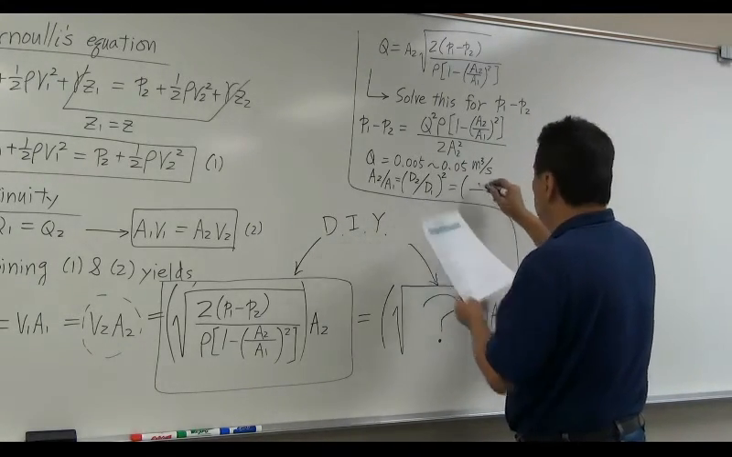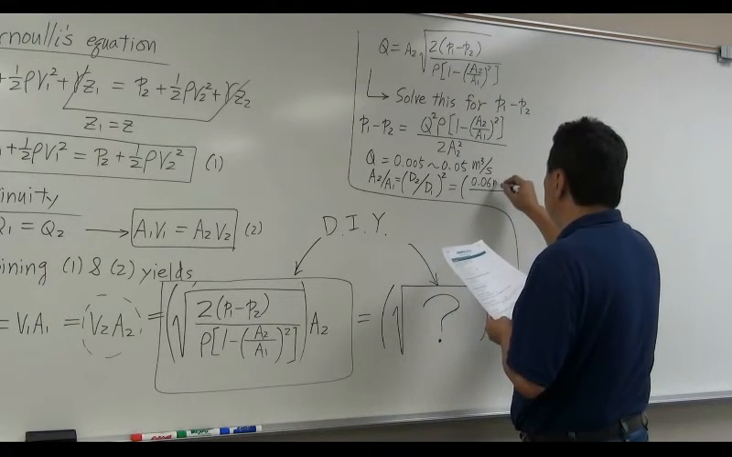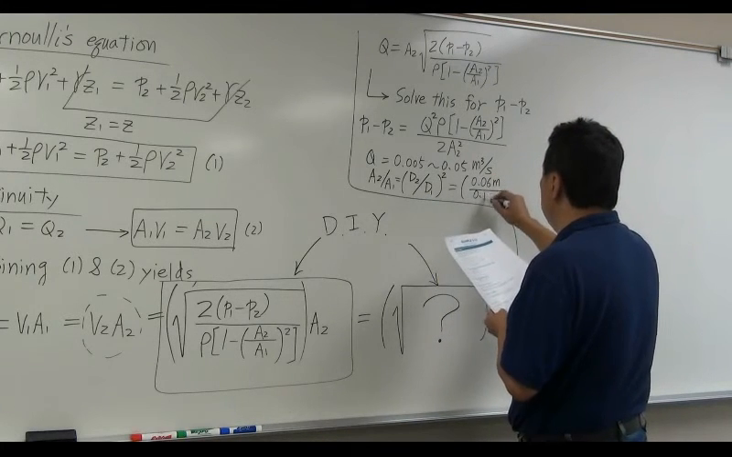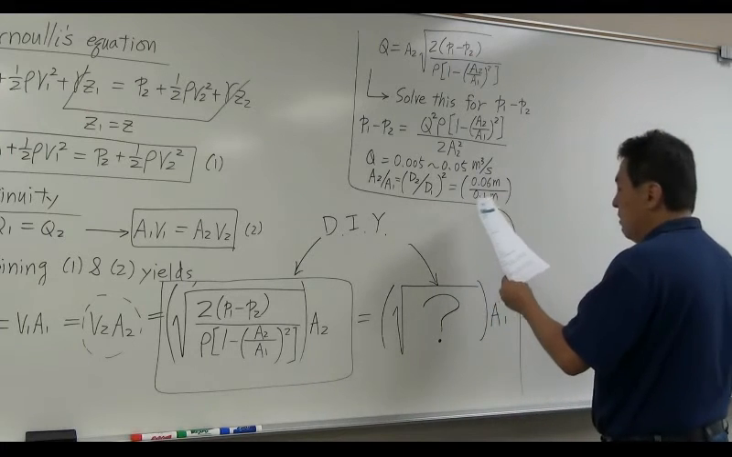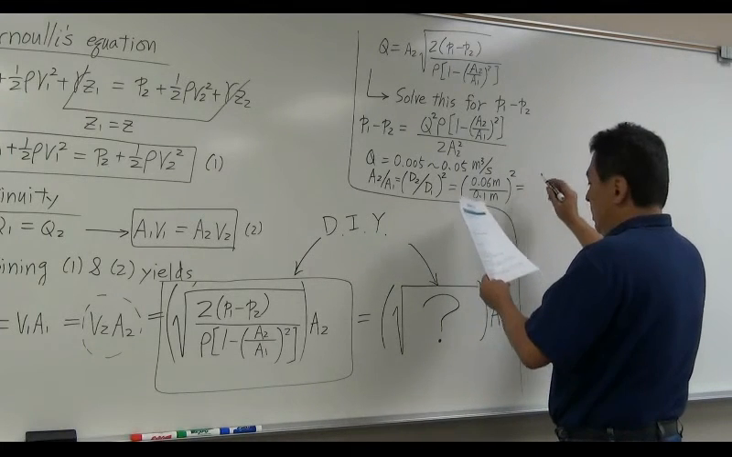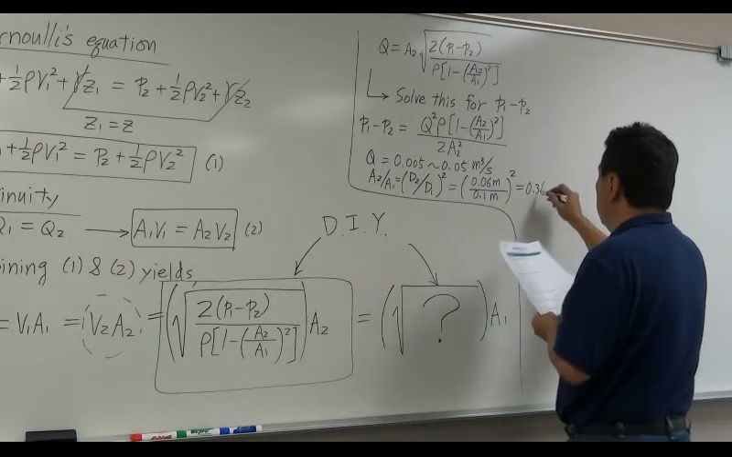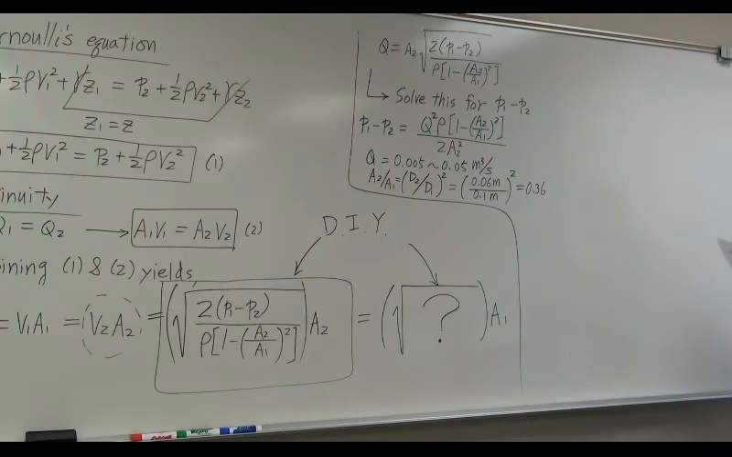So this is 0.06 meter at the throat section. This is 0.1 meter, the pipe internal cross section, squared. This is 0.36. Okay?